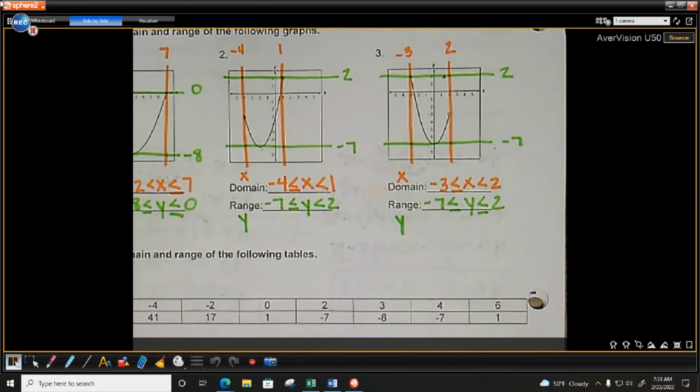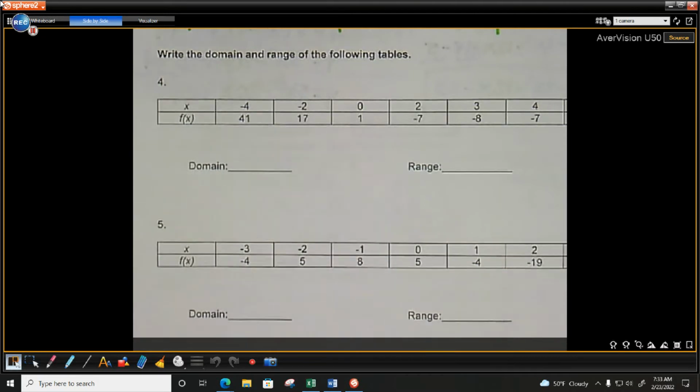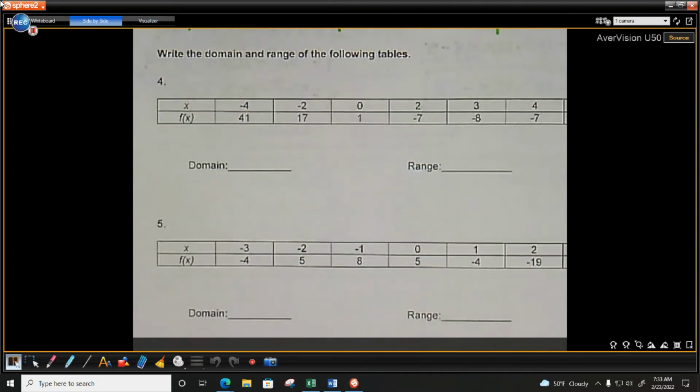Bad? Okay. We're still going to do, bless you, domain and range, but now we're going to do it from a table. Whenever we have a table, we need to first identify what type of function this is. Guys, what unit are we in? So they're probably going to be a quadratic. How do you identify if a table is a quadratic?